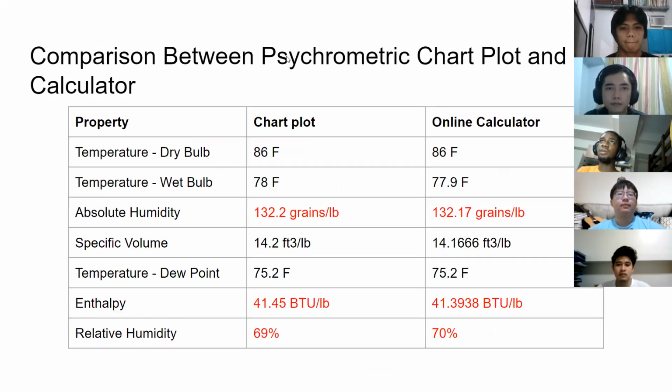Now, on the final difference between the chart plot and the online calculator, the absolute humidity for the chart plot is 132.2, but the one for the online calculator is 132.17. For our relative humidity, there's not much discrepancy, just 1%. The enthalpy is also close, with less than 1% discrepancy. So the values are pretty close together.